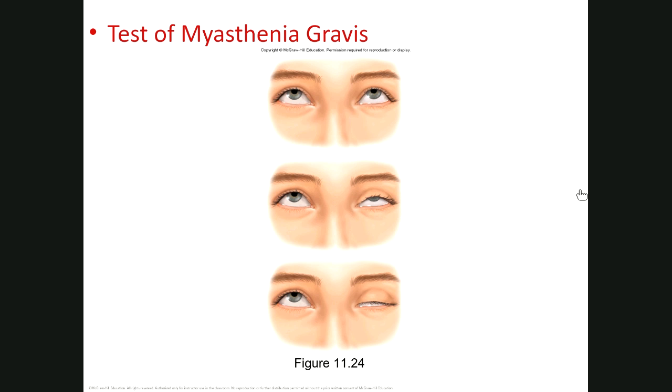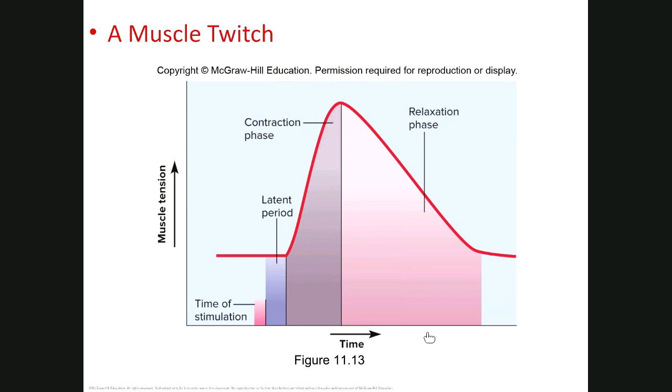All right. Last question. True or false? The latent period involves the relaxation phase. True or false? The latent period in a muscle twitch involves the relaxation phase. It would be false. The latent period involves the excitation and excitation-contraction phase. The relaxation phase is way by itself. See? All right?